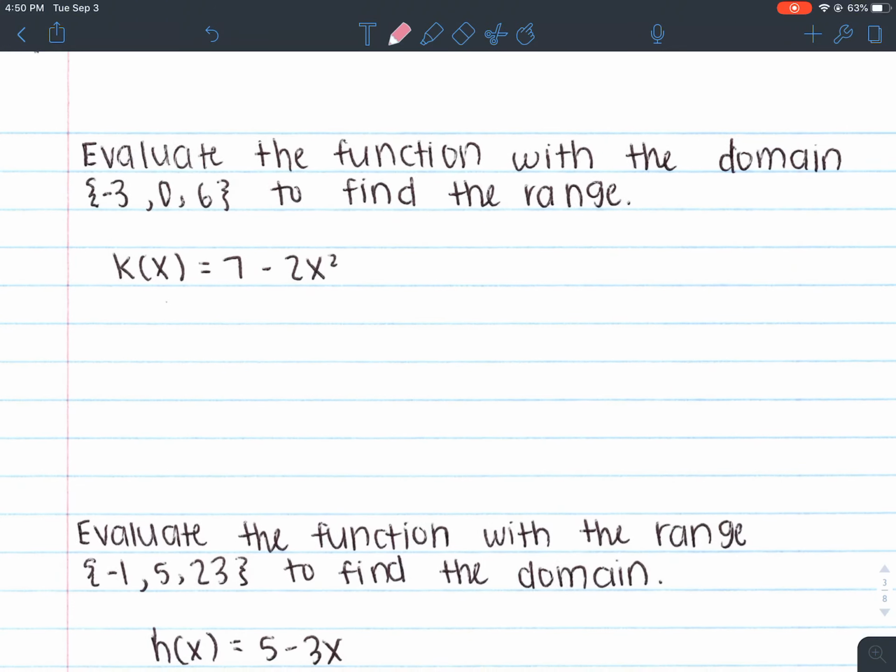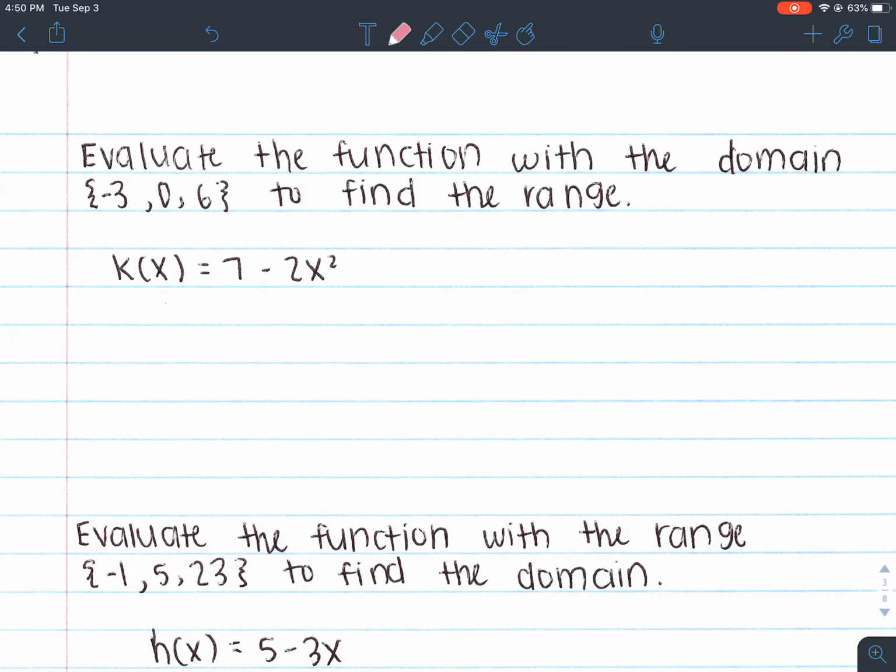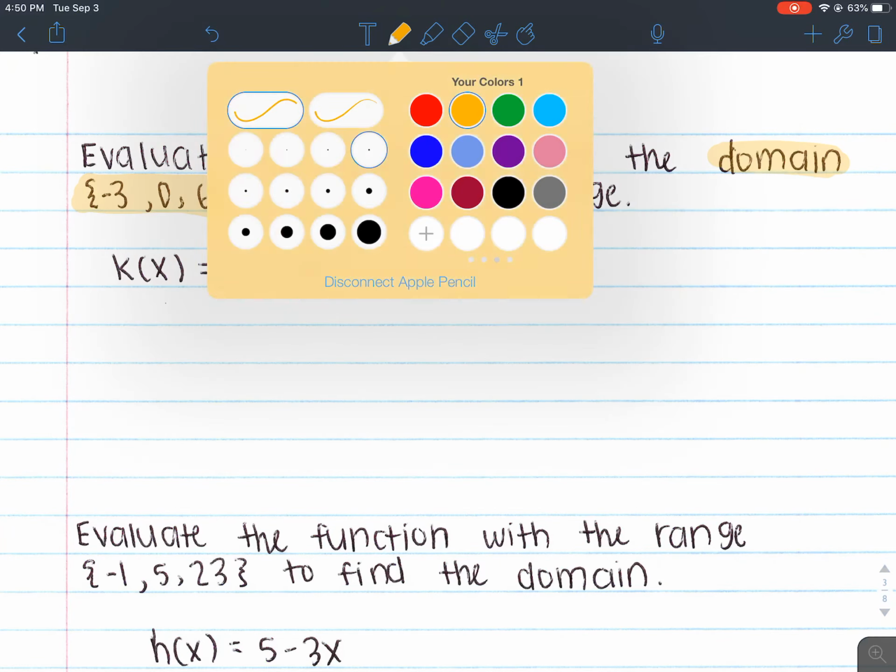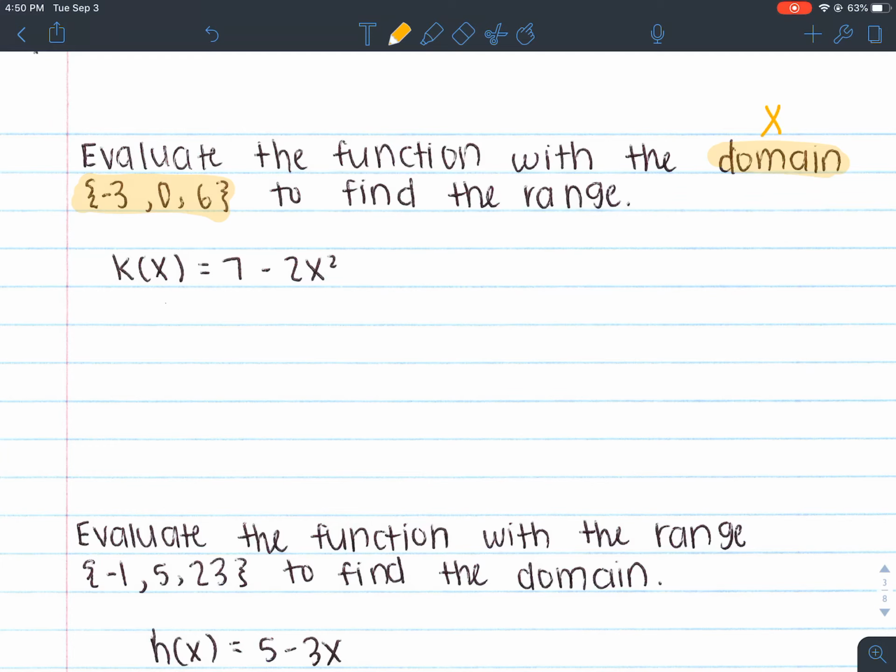All right, moving on, we have evaluate the function with the domain -3, 0, and 6 to find the range. Okay, so let's dissect this information. We're asked to evaluate a function with the domain -3, 0, 6. Now domain is what values? It's our x values. So they're giving us x. They're giving us -3, 0, and 6. We're given 3 x values. And they're asking us to find the range. They said find the range, and the range is our y value. So we're given x, find y.